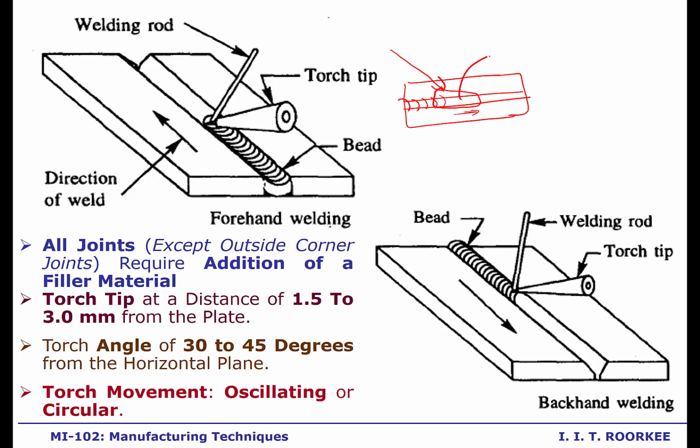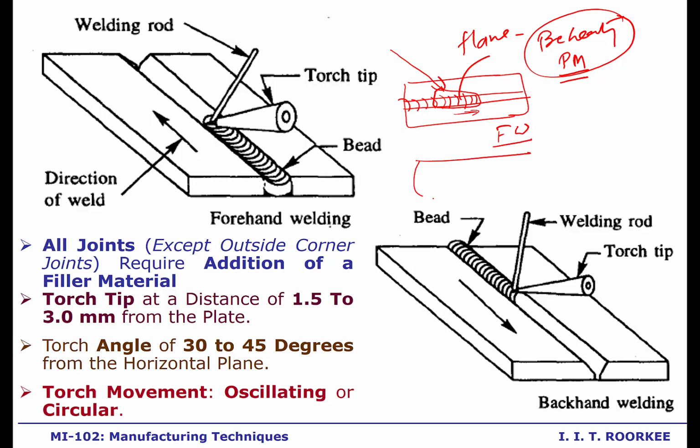So the flame will be preheating the parent material or the base material. This preheating fastens the melting process and increases the welding speed. So this preheating feature of the base metal is achieved in the case of forward welding.